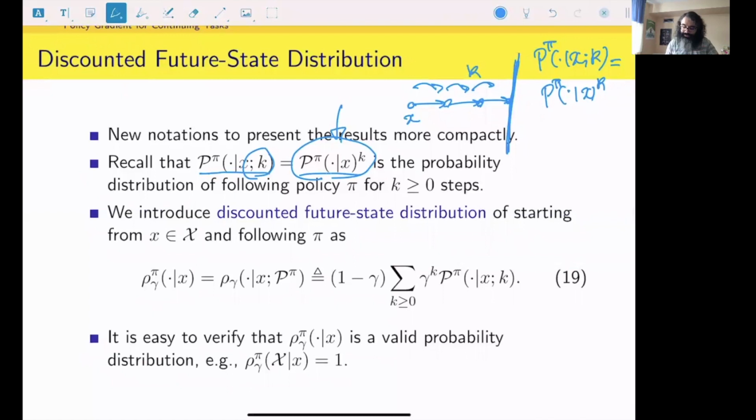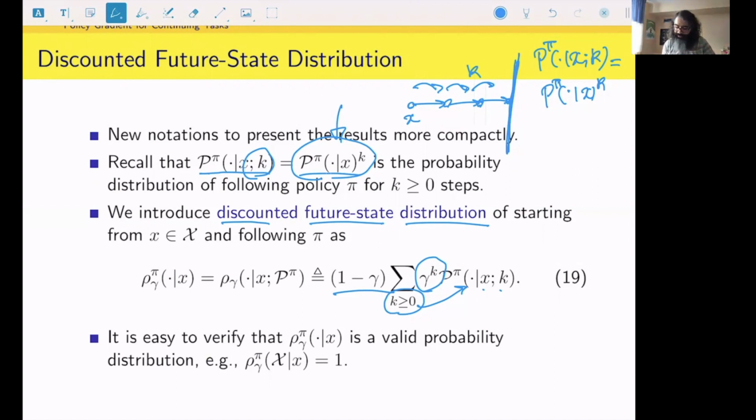Okay, so we need another definition. This is called the discounted future state distribution. So this is the distribution of future states, but discounted. Okay, so what does it mean? I have a summation over k and compute the distribution of starting from x, going k steps forward, for all the values of k from 0 to infinity, but give a weight of gamma to the power of k to it. And then multiply it by 1 minus gamma. So ignore 1 minus gamma. The intuition here is that we go to future steps, k steps, but the weight of going there is decaying according to gamma to the power of k. So that's the future state distribution.